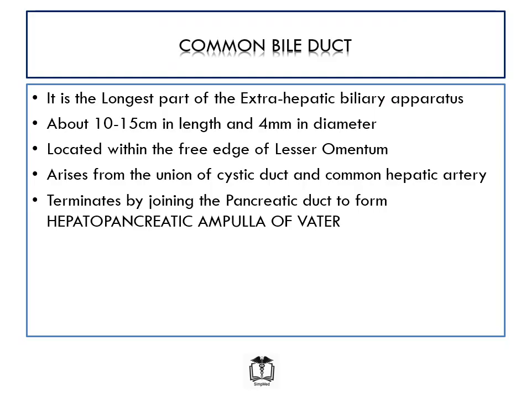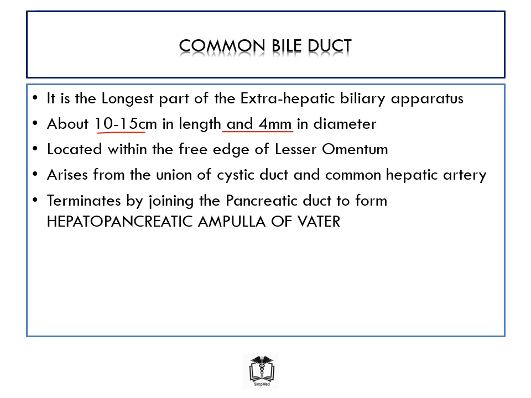The final structure in the component of the extrahepatic biliary apparatus is the common bile duct. This is the longest part of the extrahepatic biliary apparatus in terms of length. It's about 10 to 15 centimeters in length and about 4 millimeters in diameter. It tends to be located lower down. It's found within the free edge of the lesser omentum.